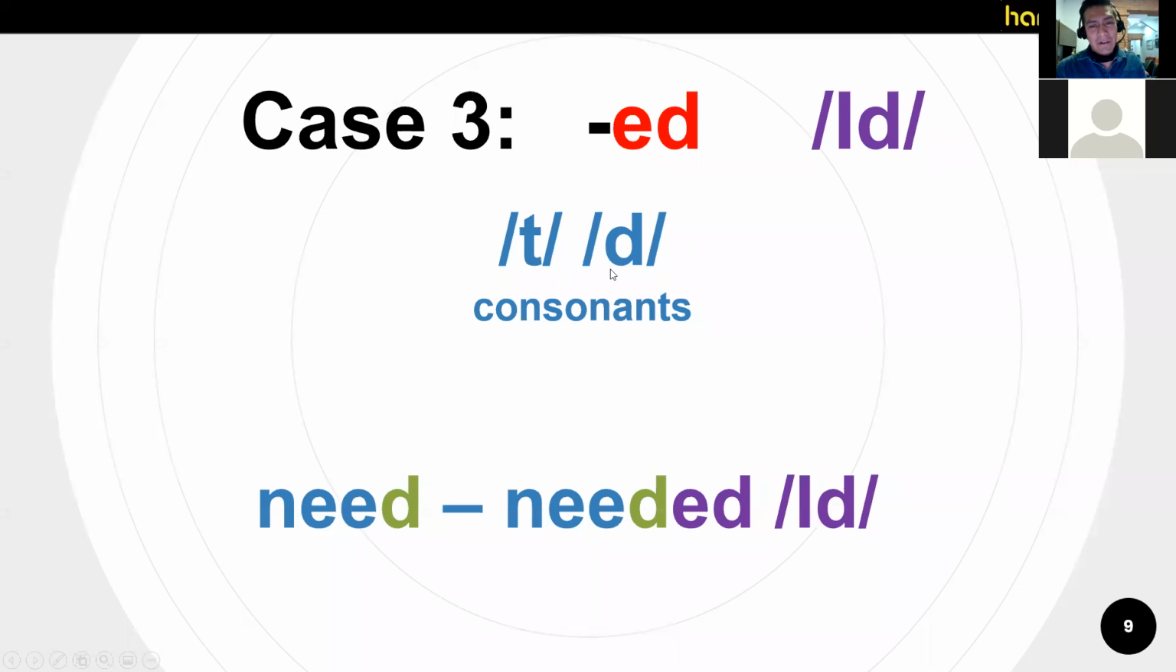Yeah, T or D. For example, need. So we say needed. It is not completely A, needed, and it's not completely E, needed. No, no, no. It's like in between. Needed.